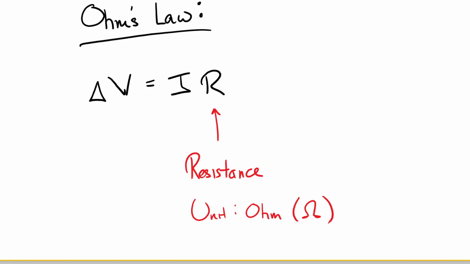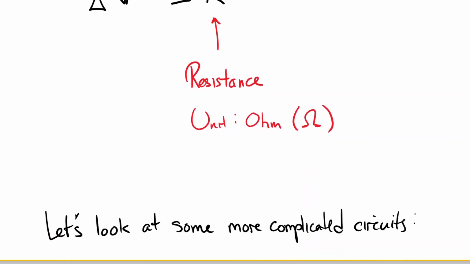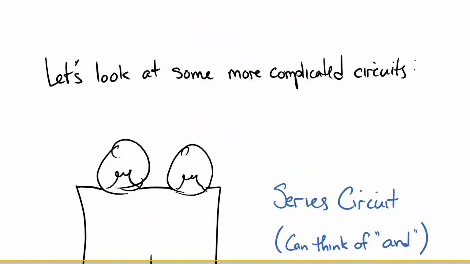Now, we can use this to start talking about circuits in a much more quantitative way. We can ask what current is flowing in a resistor of a given resistance. I can ask, if I need a given current in a resistor, what size battery do I need? And even better, we can start talking about more complicated circuits. So let's look at some more complicated circuits.